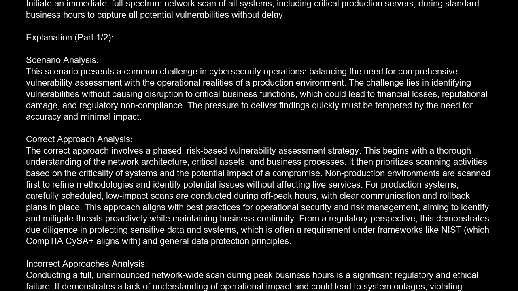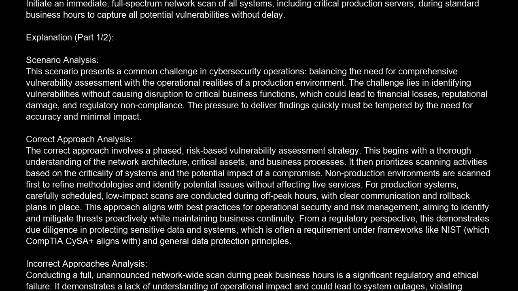Correct approach analysis. The correct approach involves a phased, risk-based vulnerability assessment strategy. This begins with a thorough understanding of the network architecture, critical assets, and business processes. It then prioritizes scanning activities based on the criticality of systems and the potential impact of a compromise. Non-production environments are scanned first to refine methodologies and identify potential issues without affecting live services. For production systems, carefully scheduled, low-impact scans are conducted during off-peak hours, with clear communication and rollback plans in place.